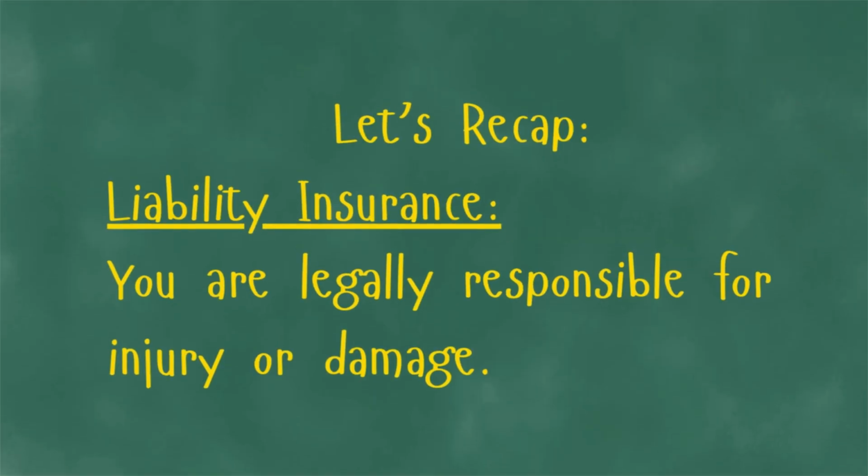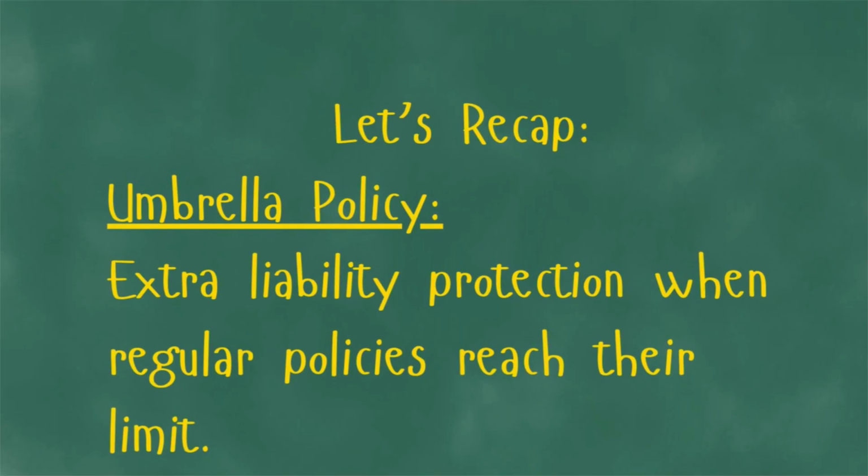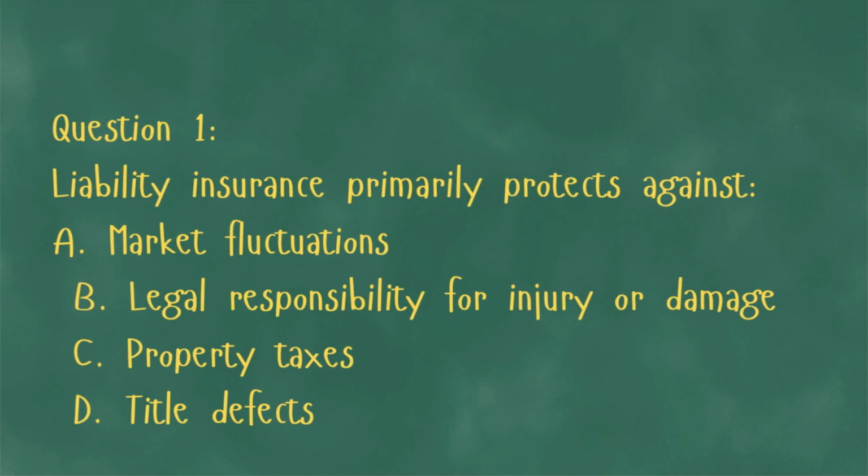Let's do a recap. Liability insurance: you are legally responsible for injury or damage. Casualty insurance: unexpected harmful events like theft or vandalism. Umbrella policy: extra liability protection when regular policies reach their limit. Up next, our quiz, which will absolutely help solidify what we just learned to help us pass our real estate exams.